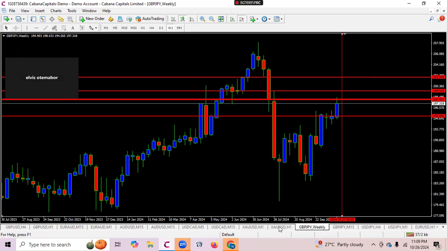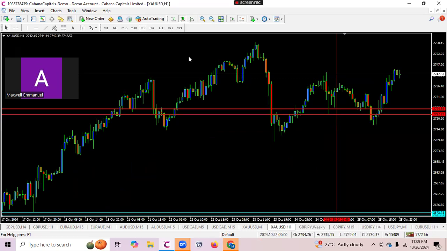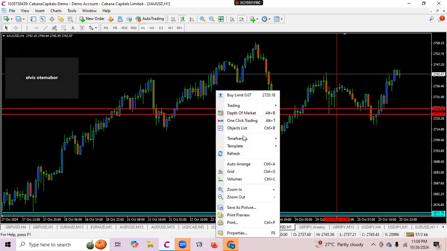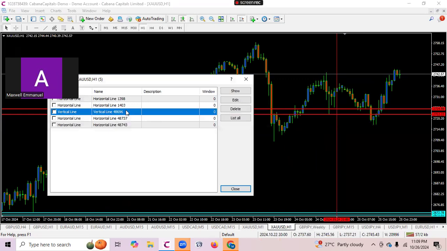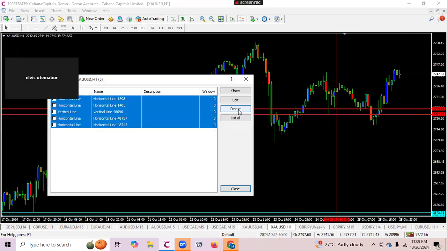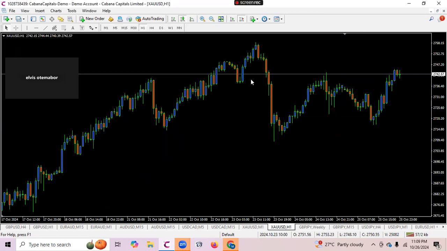Okay, so let's look at gold. Look at one or two more instruments before we end today's session. Gold is still very bullish. Every sell on gold is a retracement at the moment. Technically, it is bullish. Fundamentally, it is bullish.